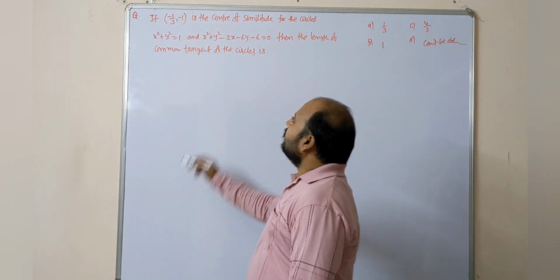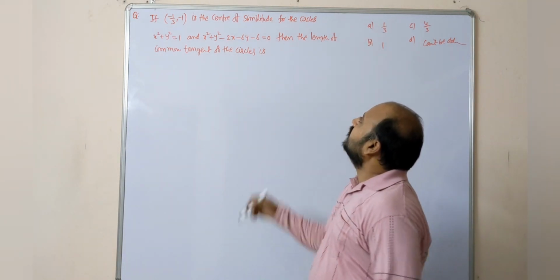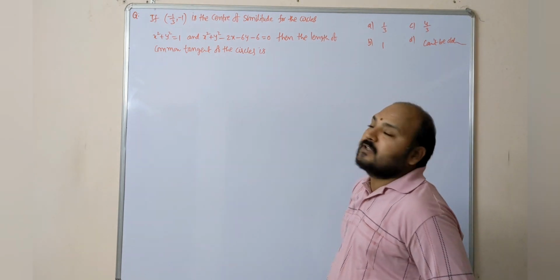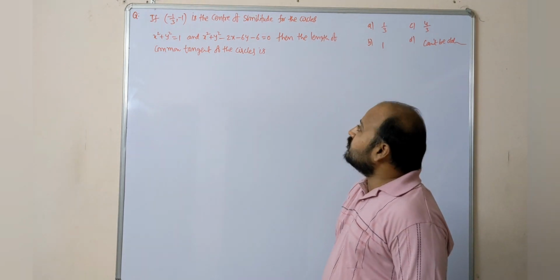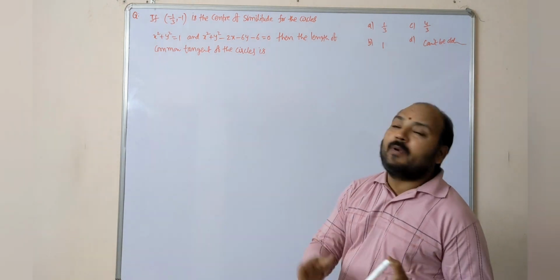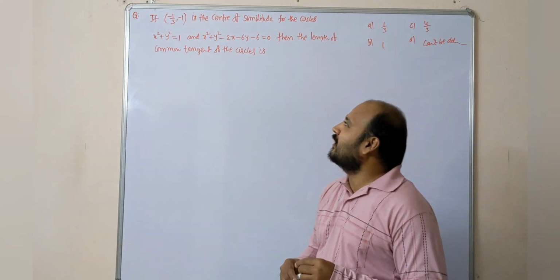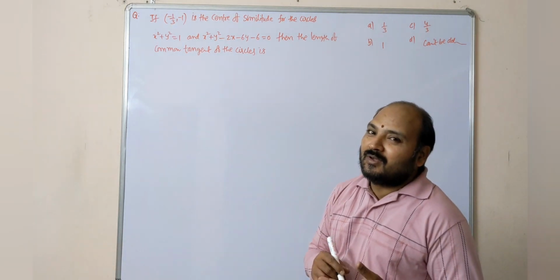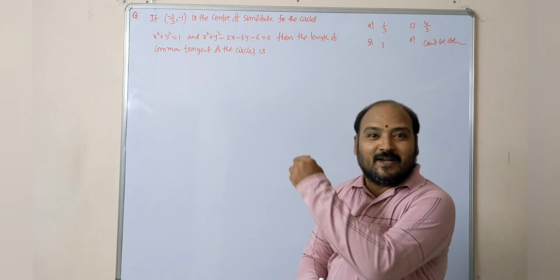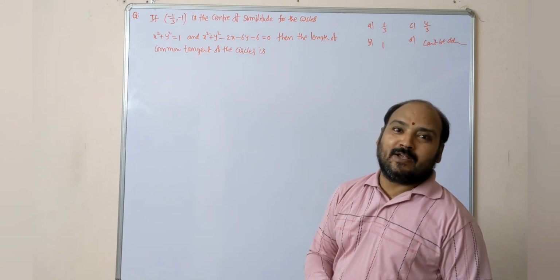Yeah, the next question. If (-1/3, -1) is the center of similitude for the circles x² + y² = 1 and x² + y² - 2x - 6y - 6 = 0, then find the length of the common tangent. Here the length of the common tangent is asked, but whether it is a direct common tangent or a transverse common tangent, they did not mention. But indirectly a hint is given.